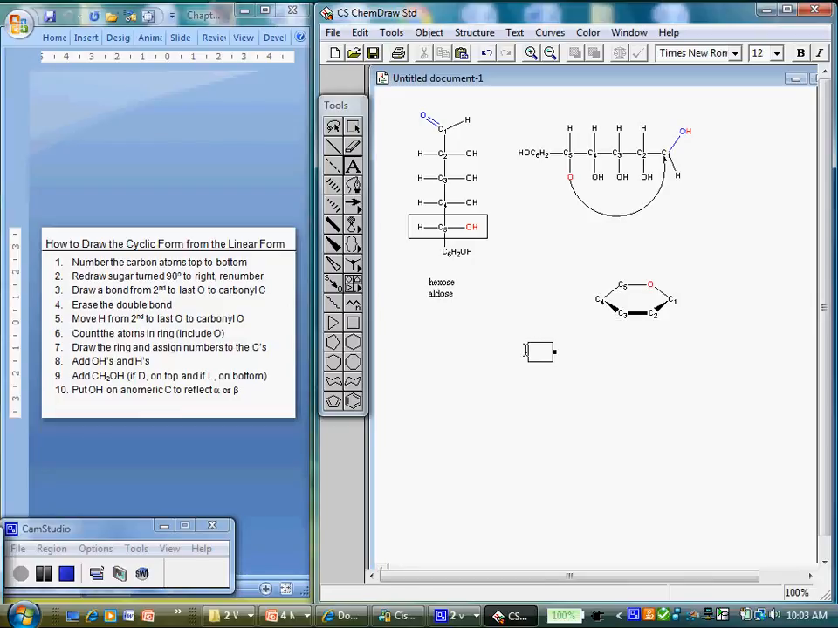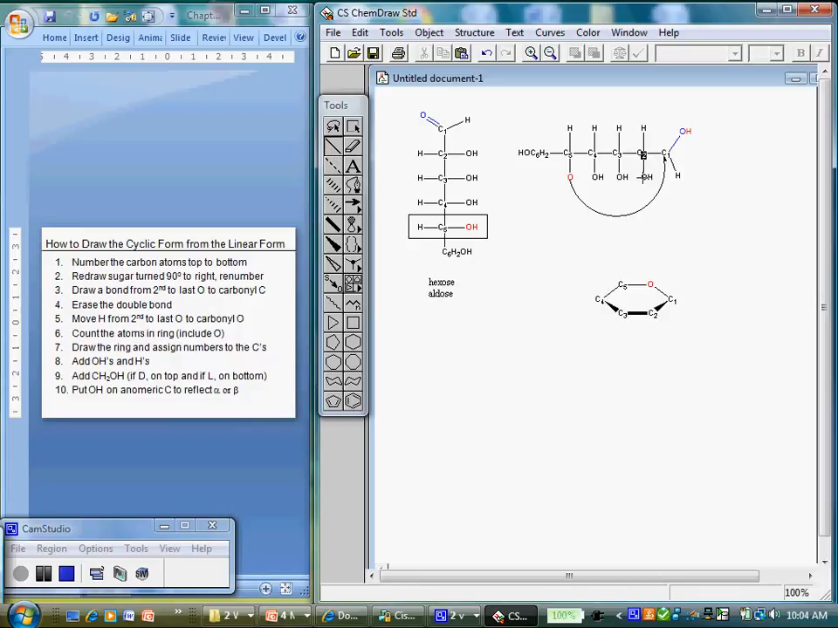Okay, so step seven is done. We drew our ring, a nice, pretty six-membered ring. We assigned numbers to the carbons. Now we have to add the hydroxyl groups and the hydrogens. I'm always going to skip carbon 1, the anomeric carbon, and save it for last. So I'm not going to do this one yet. The anomeric carbon is last. So skip that one. Move on to C2.